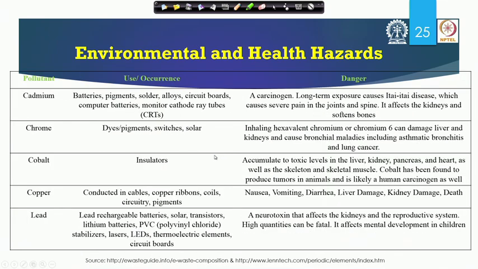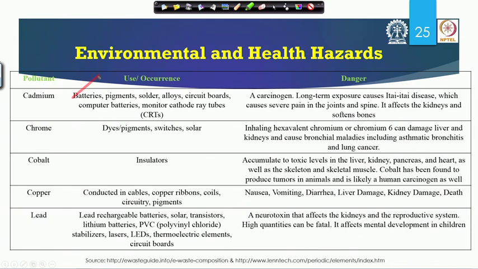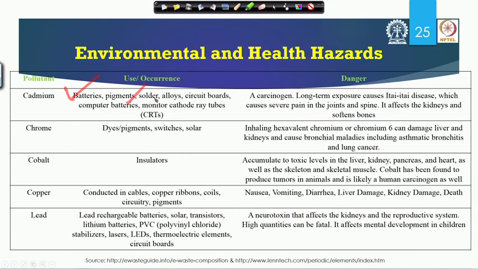So we have cadmium, chrome, which is chromium, cobalt, copper, lead. Again, these are in alphabetical order. Cadmium: nickel cadmium batteries. You always hear about nickel cadmium batteries. It is used in batteries, used in pigments. Solder, the soldering done on printed wire boards, circuit boards, computer batteries, cathode ray tubes, cadmium is used a lot. Cadmium is a carcinogen. Carcinogen means something which can cause cancer. Long exposure also causes Itai-itai disease.